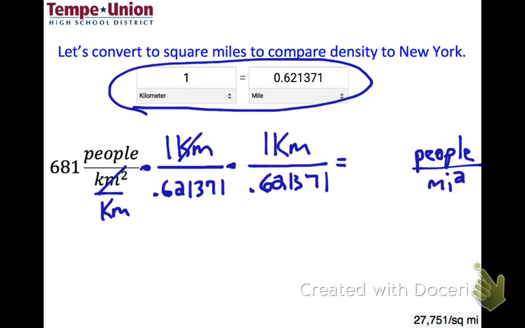So now I can cancel the kilometers, and then on the bottom, I should have put miles for both of those. So miles. So now when I multiply those together, you can see that I would have miles and miles, and so that would be miles squared on the bottom. And then on the top, I just have people. So the units are perfect. And then what you do is you just multiply straight across.